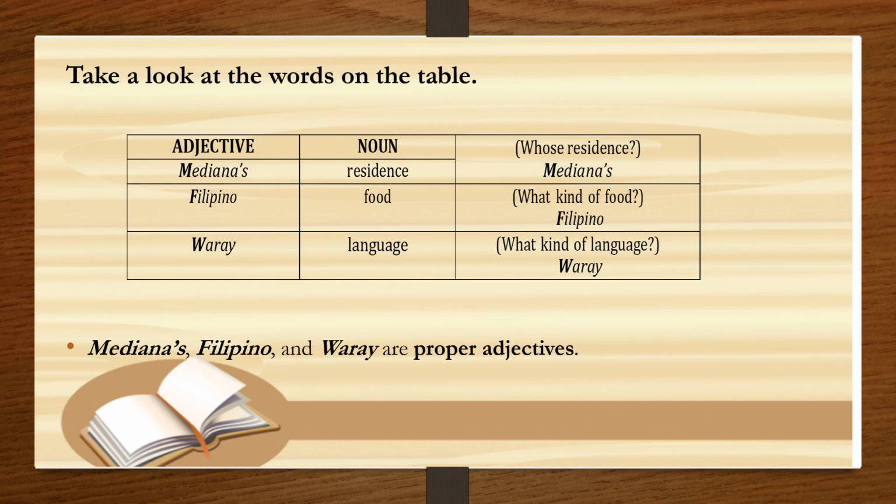Now, let's take a look at the words on the table. We have an adjective and noun. So we have Mediana's residence. Whose residence? Mediana's. Filipino food. What kind of food? Filipino. Waray language. What kind of language? Waray. Mediana's, Filipino, and Waray are proper adjectives.